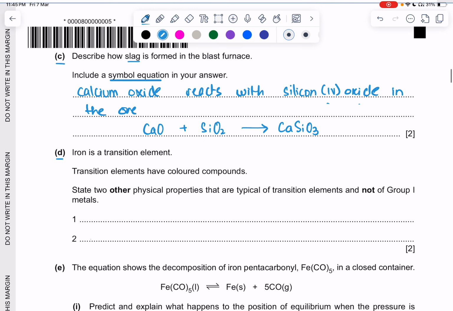Now part D, iron is a transition element. Transition elements have colored compounds. State two other physical properties that are typical of transition elements and not of group 1. So transition elements have high melting point and boiling point, and the next is they have high densities.